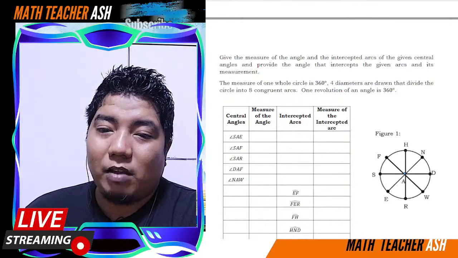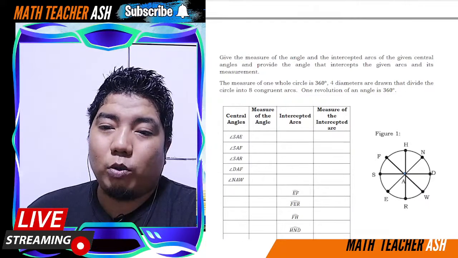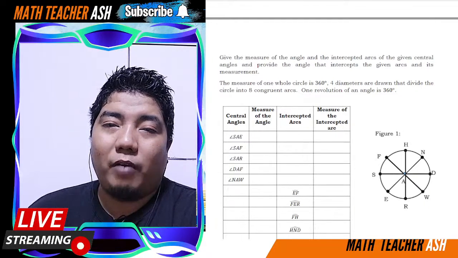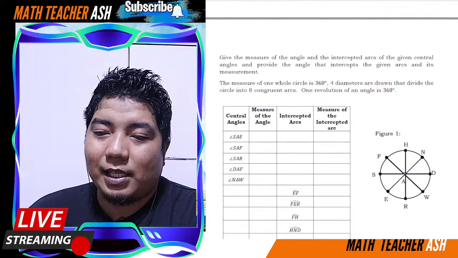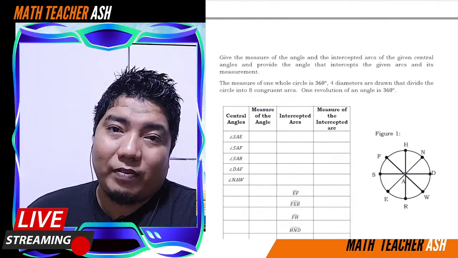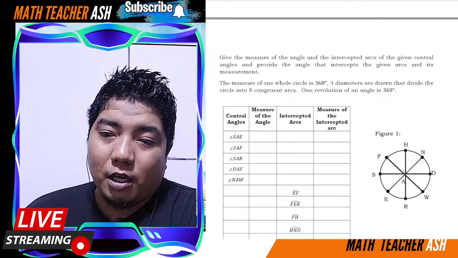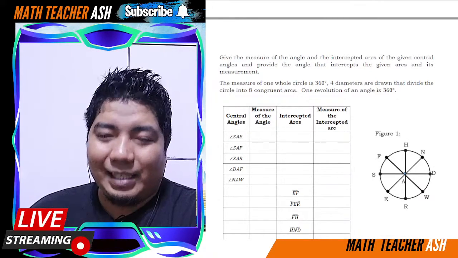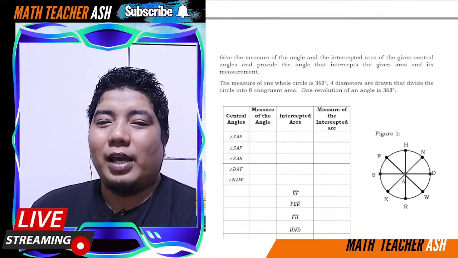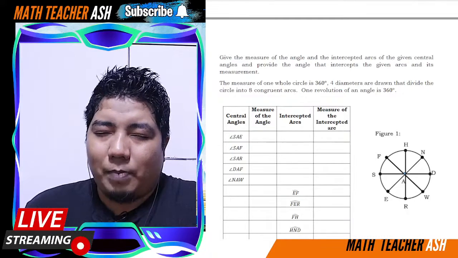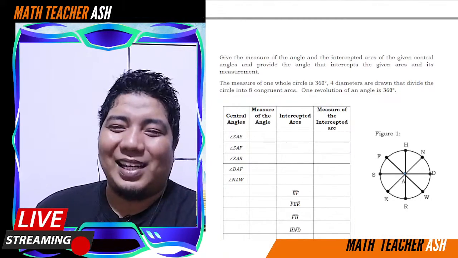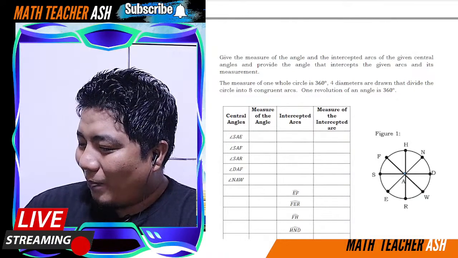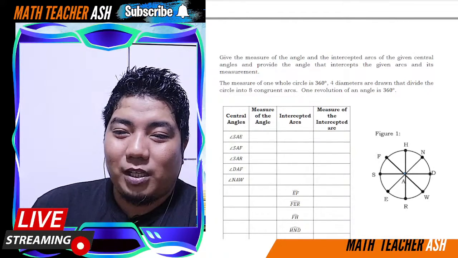And this divides the circle into 8 congruent arcs. So therefore, ito daw, 8 ito sila. So 8 slices yan sila. So the 360 is divided by 8. Therefore, each arc is 40 degrees. Okay, because 40 times, sorry. Hindi pala 40 degrees. 45 degrees pala. 45 degrees. Alright. So, let us go to this table.